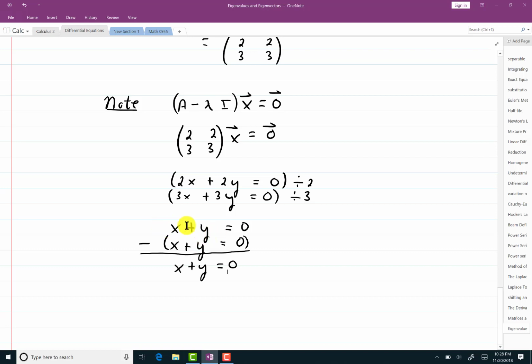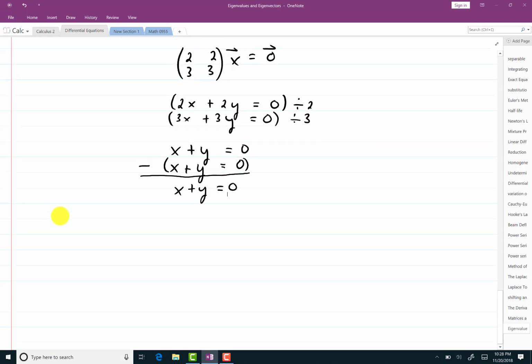More to the point, these are what they call dependent equations. So I'm not able to get an explicit solution because I'm able to zero out an entire equation. So I have one equation with two unknown functions. That means I'm going to have an infinite number of solutions, not just one. So let me go and write a little bit more here. X will equal negative y. So some solutions.